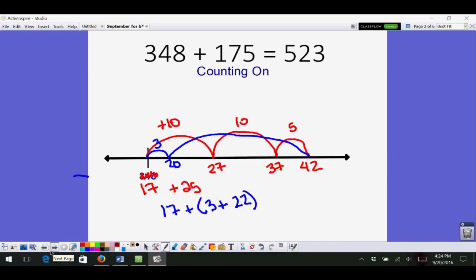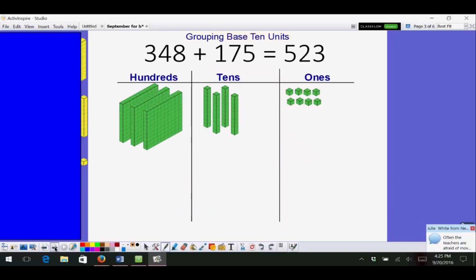So that's the notion, and that's one way kids move towards algorithms, is this idea of counting on and extending that strategy from early up even to these larger numbers. That's going to help us with the other way of thinking, and that's about grouping based 10 units.